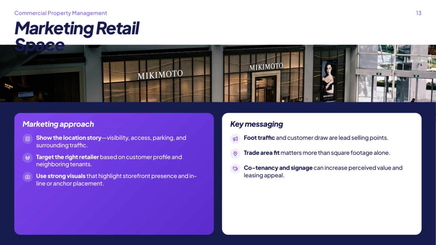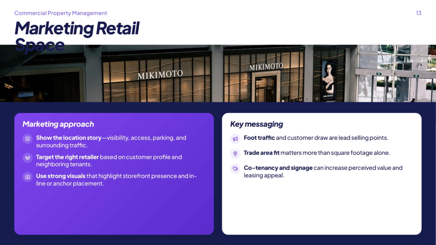Next, targeting the right retailer is essential. You want to align your offerings with the customer profile and consider neighboring tenants to create a complementary environment. Using strong visuals that showcase the storefront's presence, whether it's inline or anchor placement, helps communicate the property's strengths effectively. Key messaging should focus on foot traffic and customer draw, as these are often the most compelling selling points for retailers.